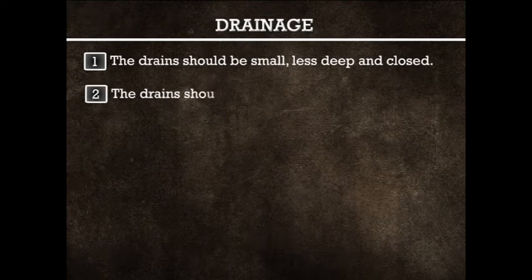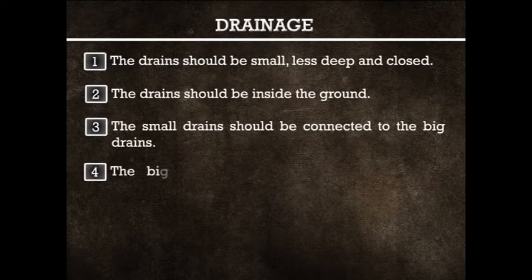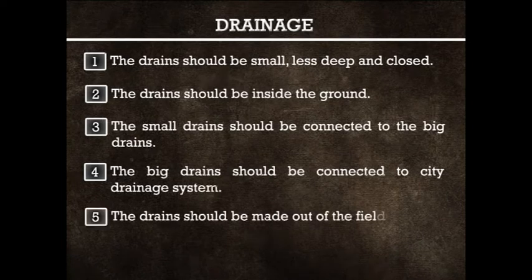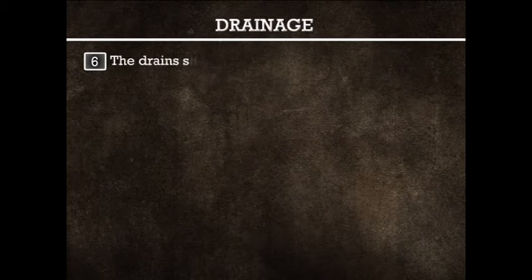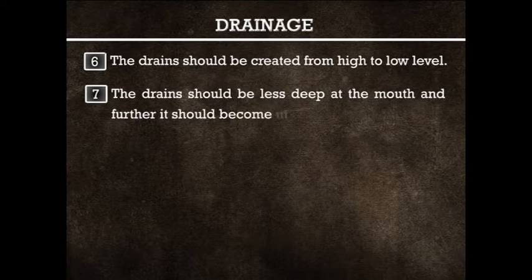Number 2, the drains should be inside the ground. Number 3, the small drains should be connected to the big drains. Number 4, the big drains should be connected to the city drainage system. Number 5, the drains should be made out of the field. Number 6, the drains should be created from high to low level. Number 7, the drain should be less deep at the mouth and further it should become deeper and deeper.